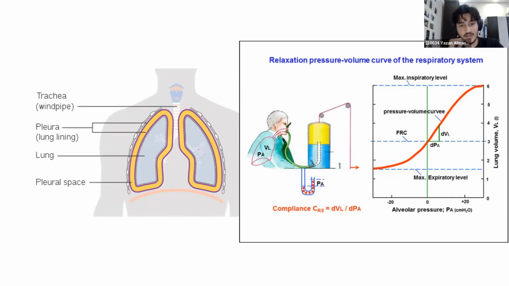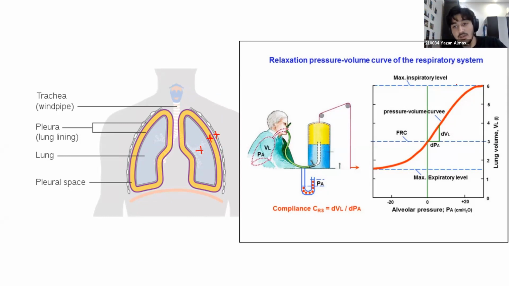It's not just the lungs. It's the lungs plus the pleural space plus the chest wall. Just keep that in the back of your head, because you might think the respiratory system is just the lung, and I know it's very easy to think that, but no, it's the lung plus the chest wall plus the pleural space. It's a whole system.